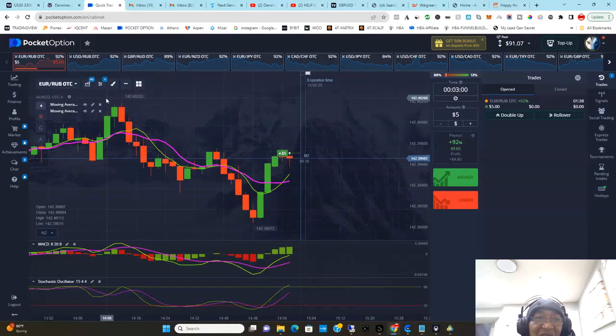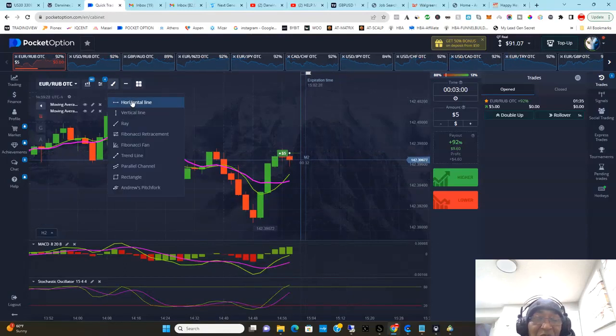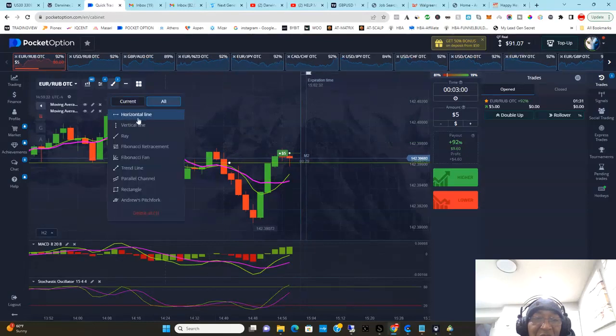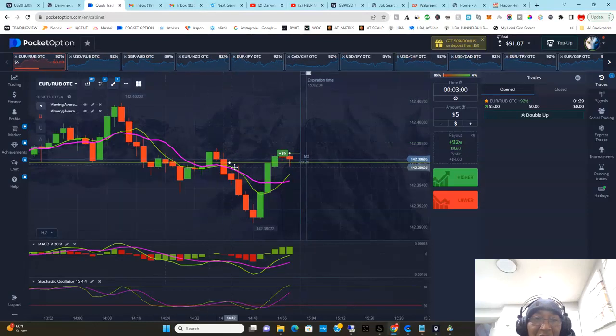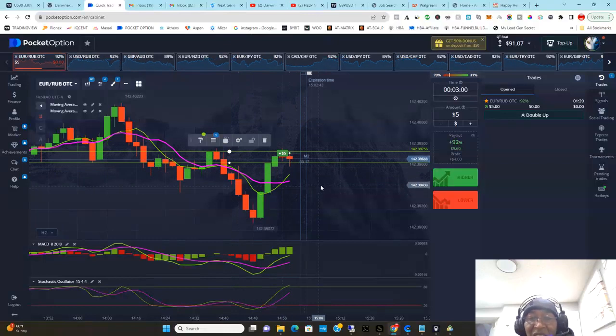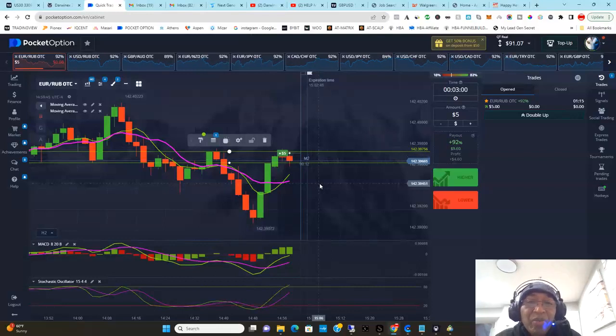I know there's a resistance here. That's probably what's affecting it right there. Let me put a horizontal line here. You can see there's a point of resistance right there, and that's what's causing this to come down. Yeah, not much momentum to push it above.